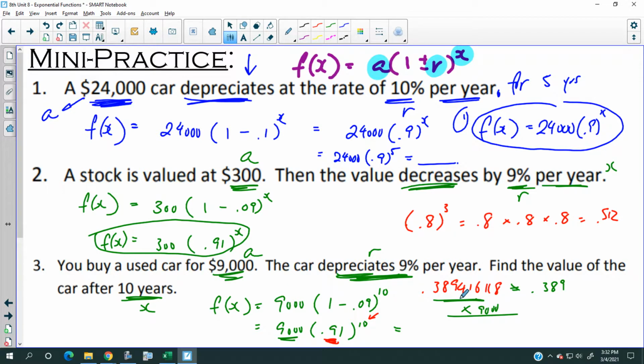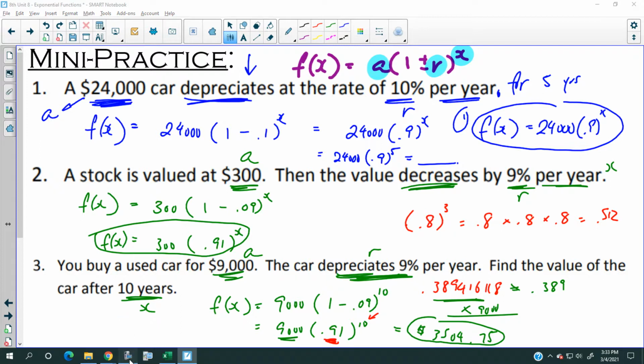So I'm going to take that big number, multiply by 9,000, and I got 35. Let me see, I'm trying to round to the nearest cent. So I got 3504.75. And there we have it. So after 10 years, that's what your car is worth. About $3,500. So remember what I said about the car depreciating.